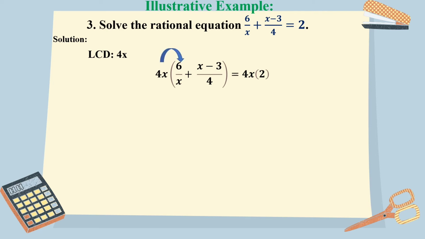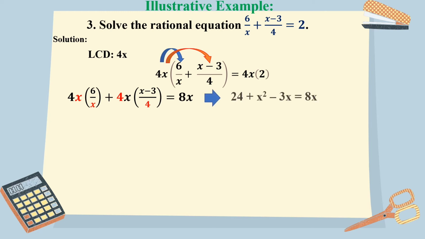So 4x times 6 over x and 4x times x minus 3 over 4. And this is how it looks like. Notice that I have put red color to x and 4, and that means it can be cancelled out. Cancel out x and 4 and we will have 24 plus x squared minus 3x is equal to 8x. We have 24 here because 4 times 6 is 24. X times x is equal to x squared.